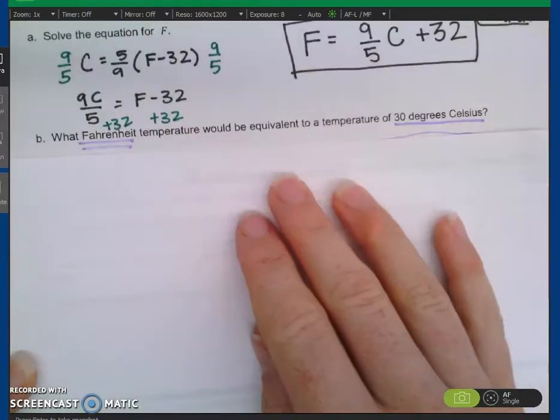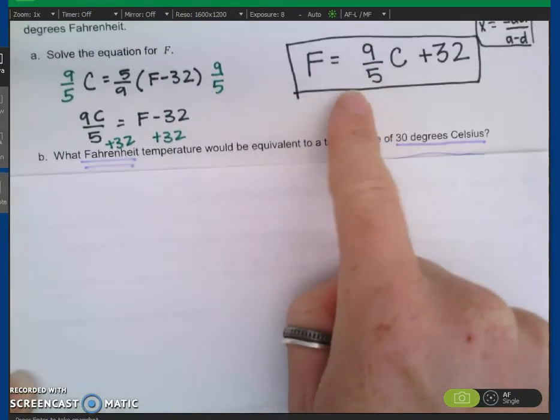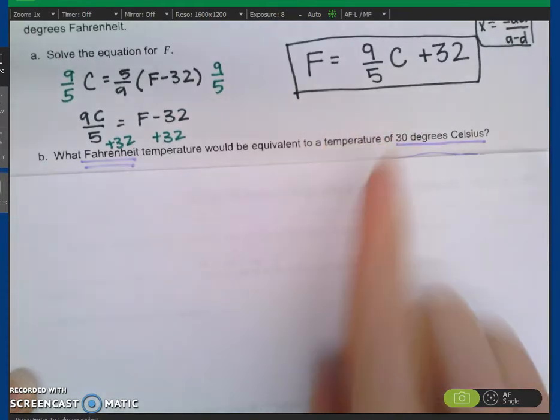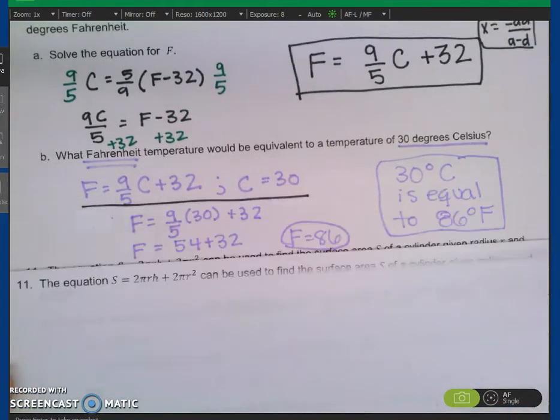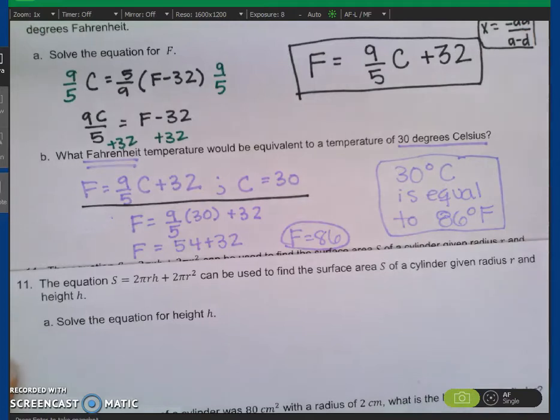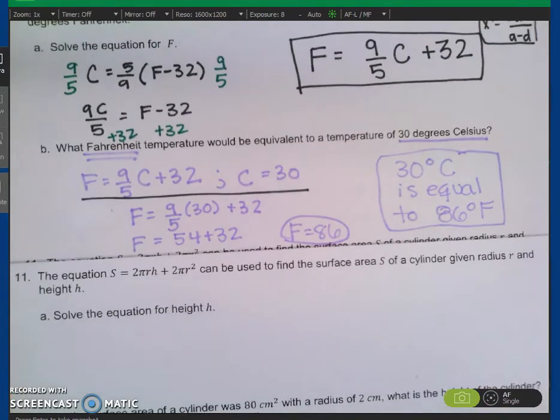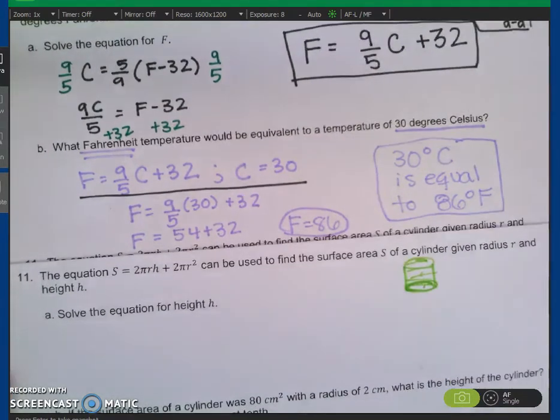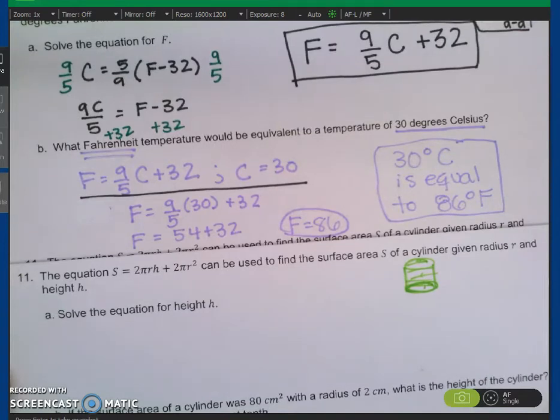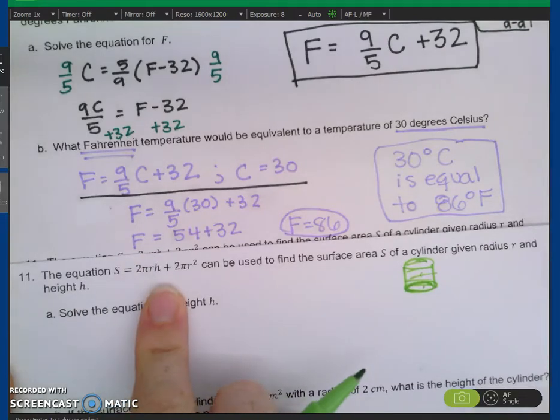Awesome. Let's see, when we evaluated our equation, when C is 30, we end up that 30 degrees Celsius is equal to 86 degrees Fahrenheit. Wow, that's not very cold at all. Let's see how else we can use these literal equations to manipulate to get equations with what we want.